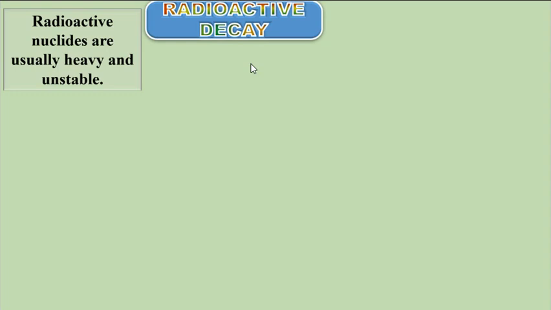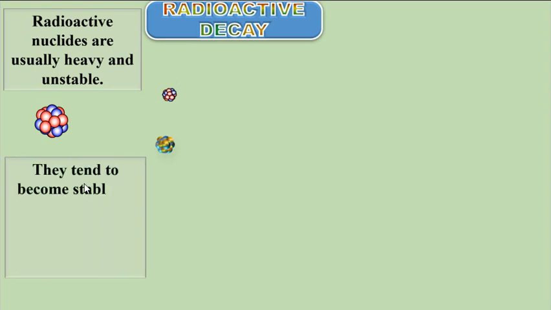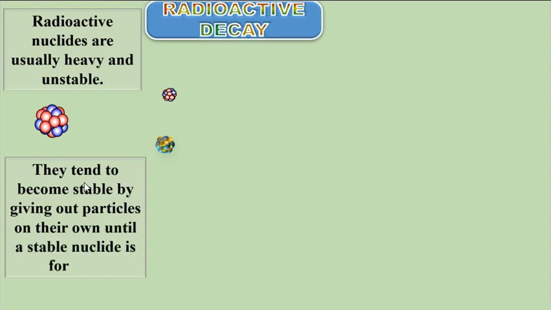Because of this instability, the nuclei tend to eject, tend to emit, tend to throw out some particles to become stable. Now look at this nuclide. This nuclide is heavy, is unstable, and it wants to achieve stability. And it does that by breaking down into 2 different elements, the first one and the second one. Although it can also give just a proton or electron, it's also possible. So now they tend to become stable by giving out particles on their own.